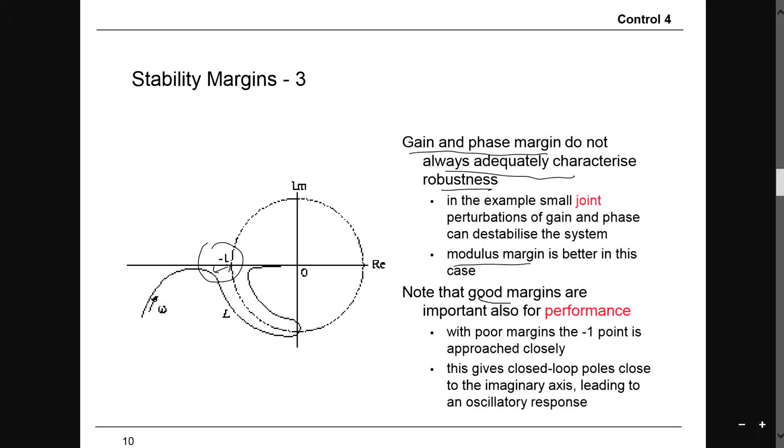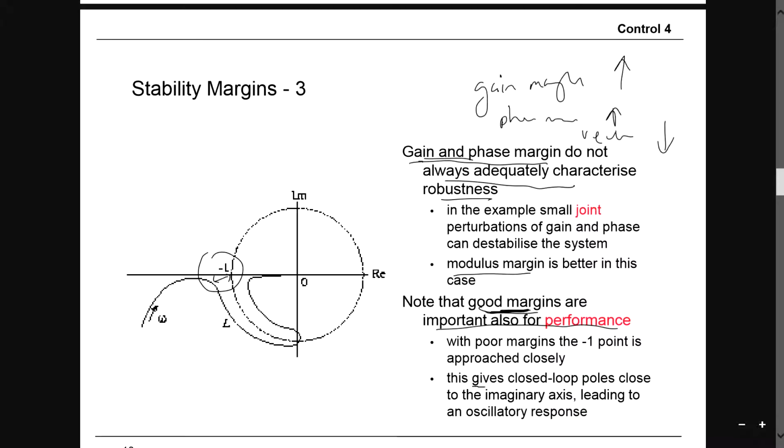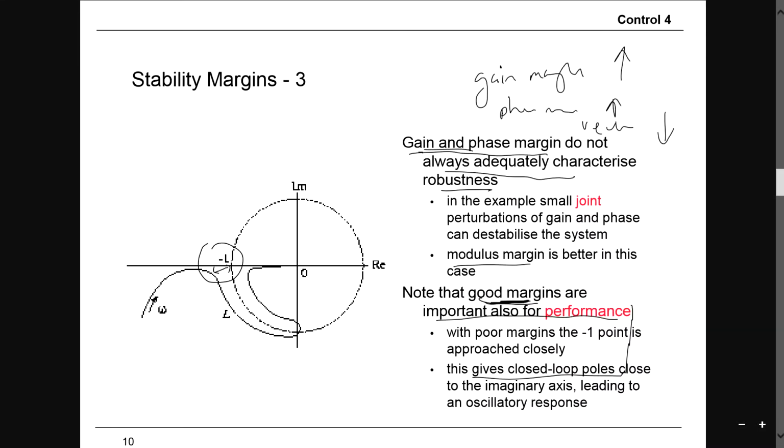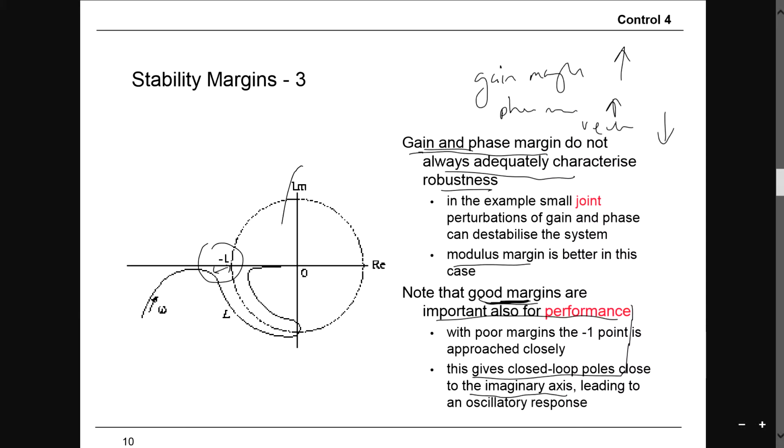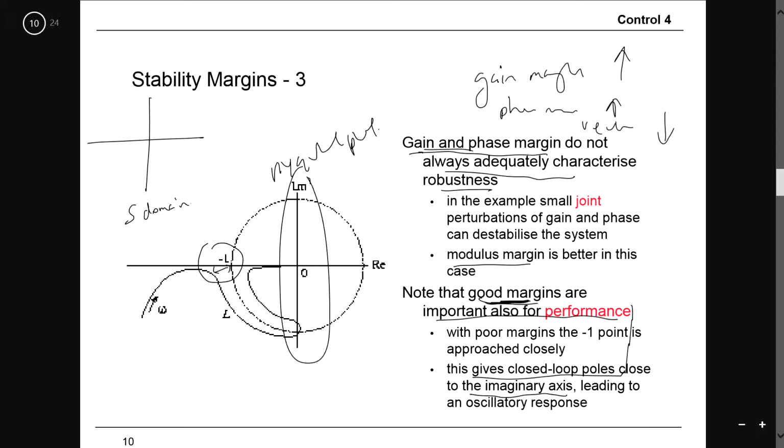Good margins are important for performance. Good margin means that gain margin is high, phase margin is high, and sensitivity is low. That's the meaning of good margin. And for a system like this, it gives closed loop poles close to the imaginary axis. This imaginary axis is not the Nyquist plot's; the Nyquist contour, if you remember, is in the s domain.